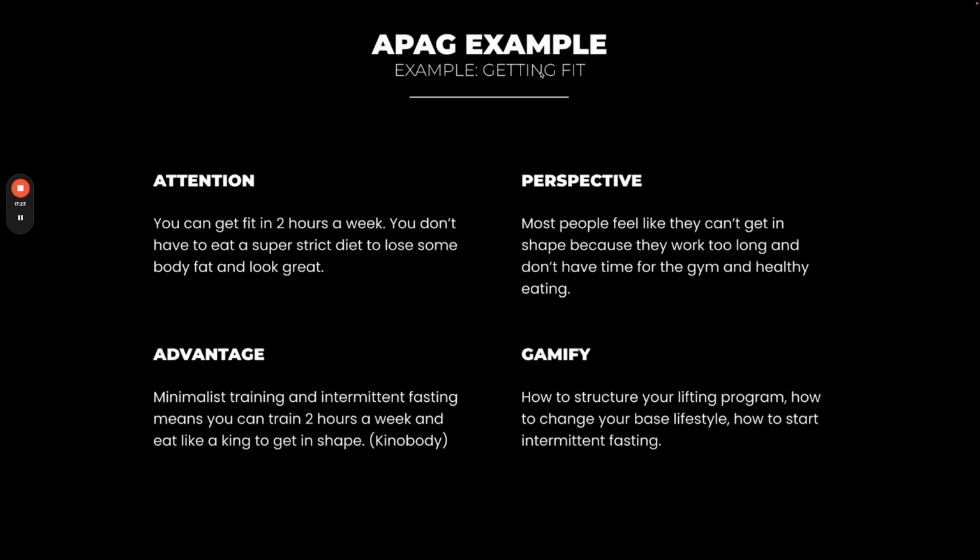So an example of this would be getting fit. To capture attention with a big idea: you can get fit in 2 hours a week. You don't have to eat a super strict diet to lose body fat and look great. The perspective here is that most people feel like they can't get in shape because they work too long and don't have time for the gym and healthy eating. The advantageous perspective would be minimalist training and intermittent fasting, so you can train for 2 hours a week and eat like a king at night to get in shape by skipping breakfast.